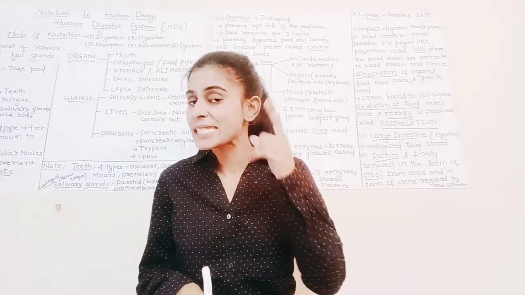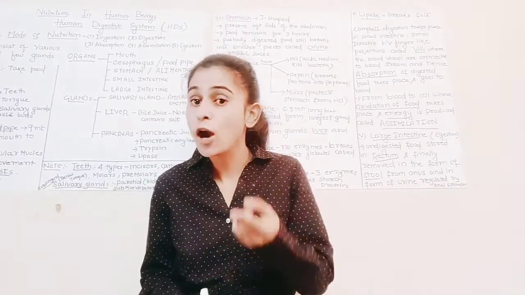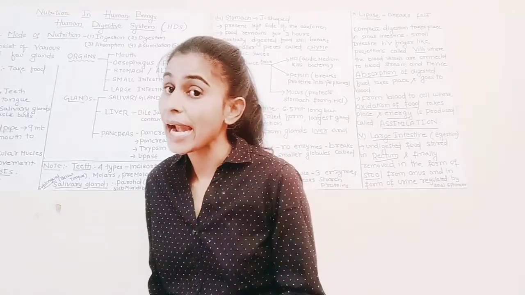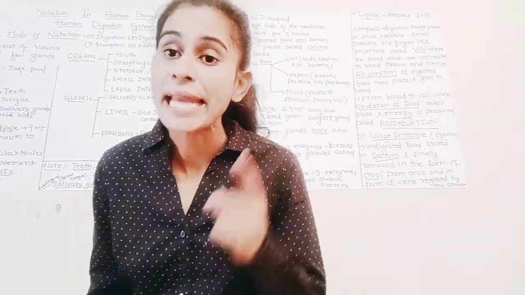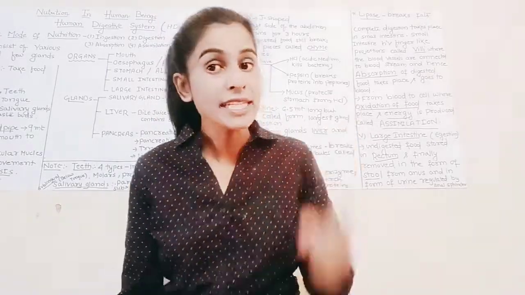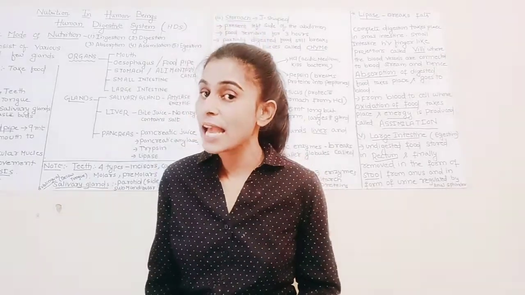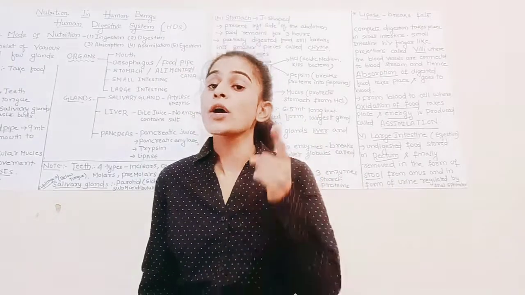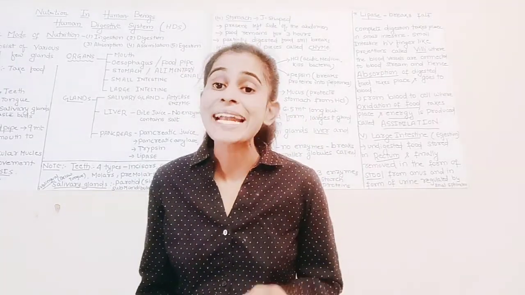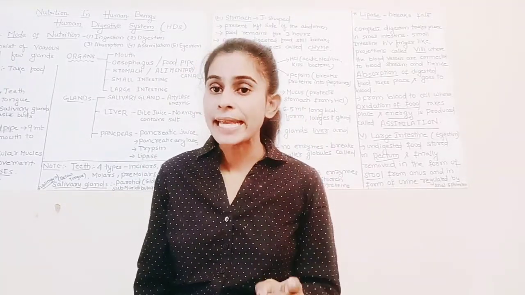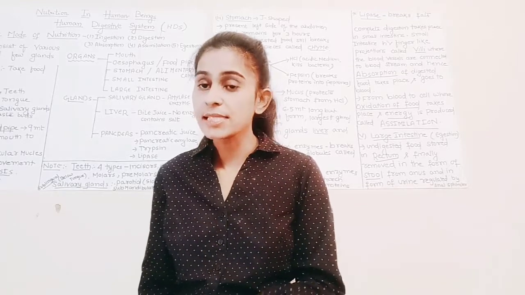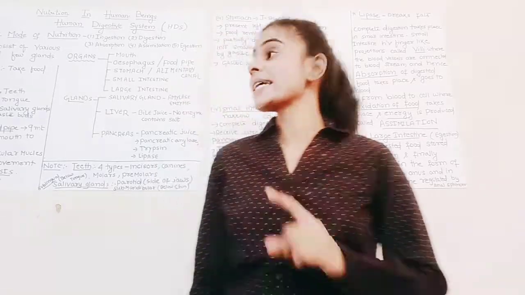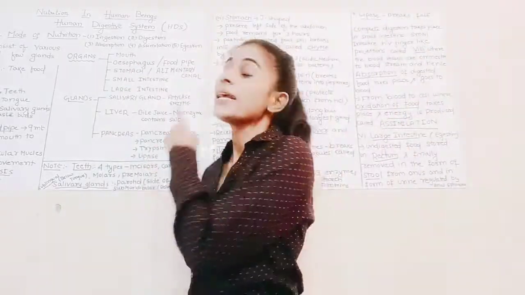That saliva coming out contains an enzyme. The name of that enzyme is amylase. What is the name of the enzyme present in the saliva? It is called the amylase enzyme, or you can also call it ptyalin. Yes, it's also called ptyalin, and that saliva is secreted by the salivary glands.